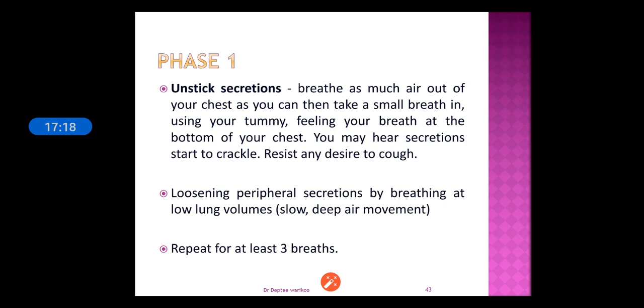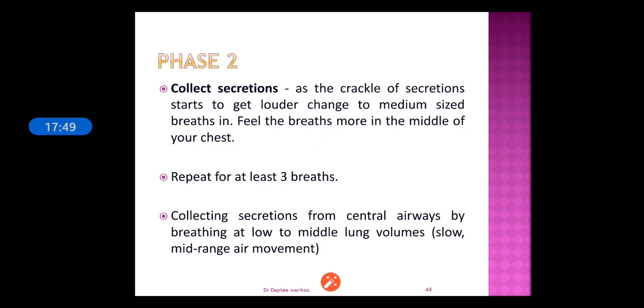Phase 1 we call unstick secretions. The patient breathes as much air out of the chest as possible and then takes a small breath in using the tummy. Then, feeling the breath at the bottom of the chest, you may hear secretions start to crackle or resist, or you may feel a desire to cough. This loosens the peripheral secretions by breathing at low lung volumes. We can repeat for at least 3 breaths at a time.